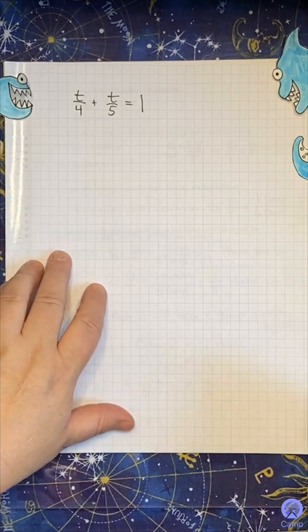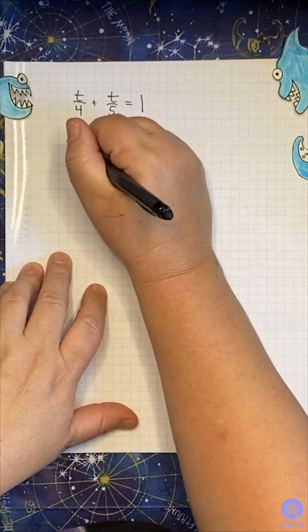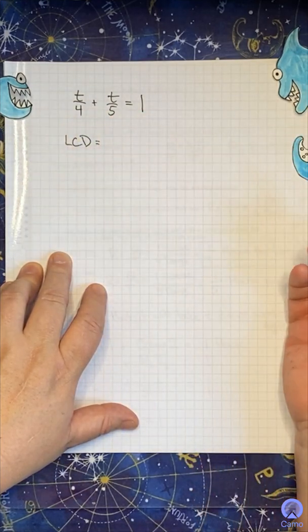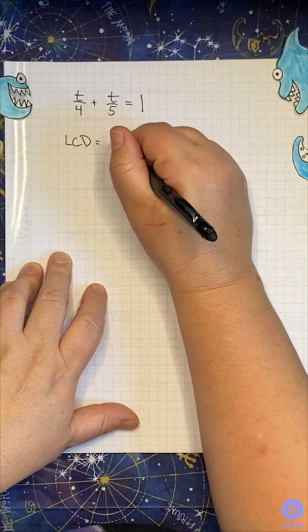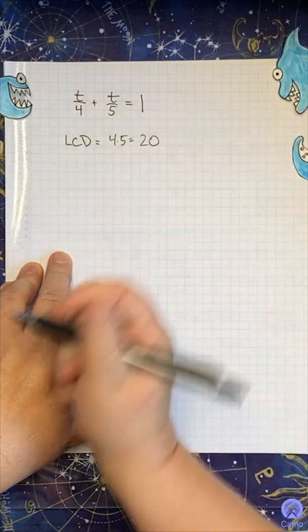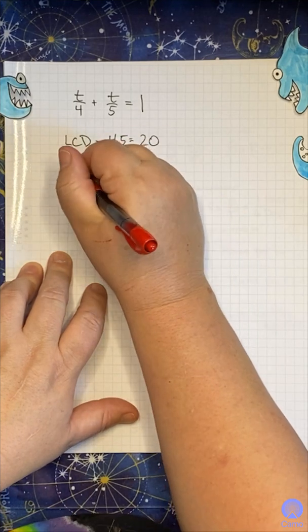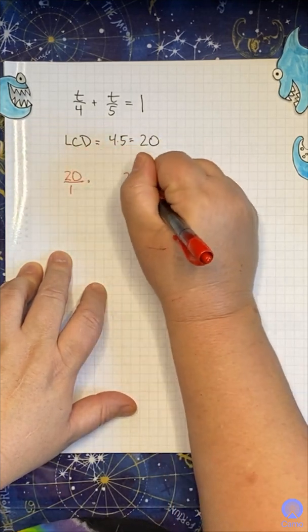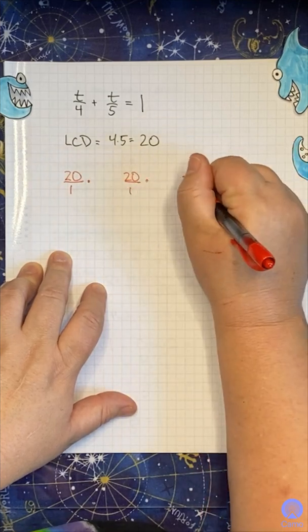So let's go ahead and let's see. I've got an LCD of 4 and 5. There's no overlap between those two. So I'm going to go ahead with 4 times 5 is 20. So let me go in with my least common denominator, 20 over 1, 20 over 1, and 20.